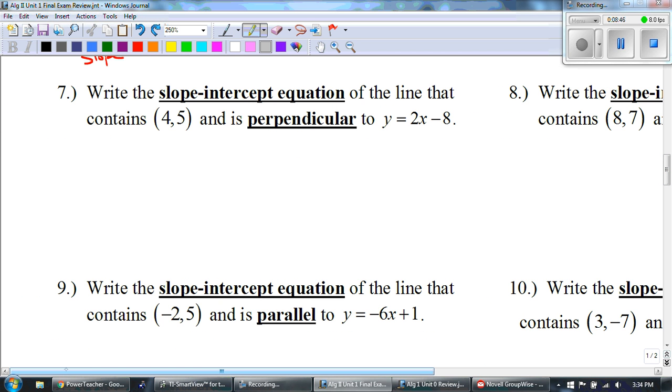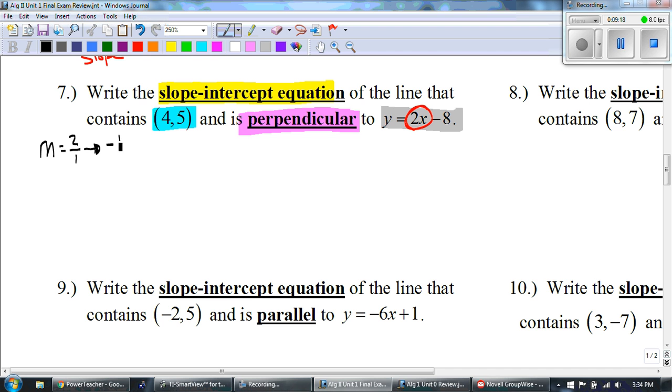All right, number 7. We're asked to write a slope-intercept equation of a line that contains the point (4, 5), but is perpendicular to y equals 2x minus 8. So I have to steal this slope, okay? Right now, the slope is 2, and it's 2/1. I want the opposite reciprocal of that.